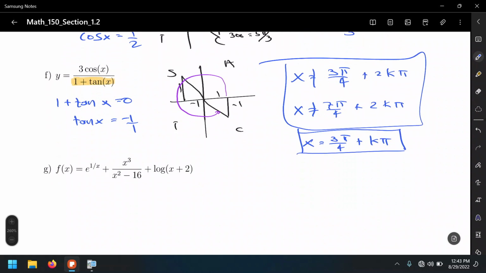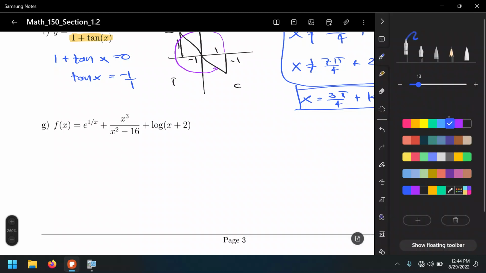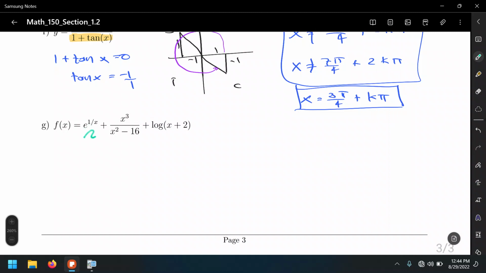All right, guys, one more. Finding the domain of this composite function. So f of x equals e to the 1 over x plus x cubed over x squared minus 16 plus log of x plus 2. What are we going to do to find the domain of a function like this? Let's look at each individual term. Let's call them A, B, and C, and look at the restriction for every single term.